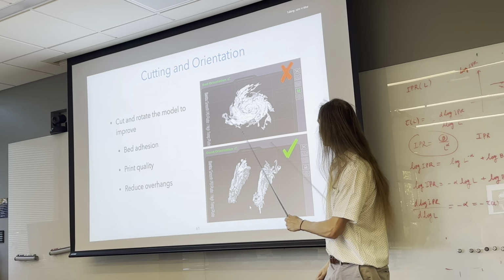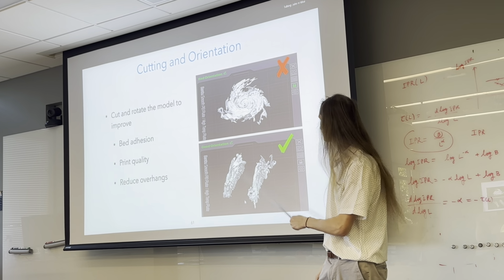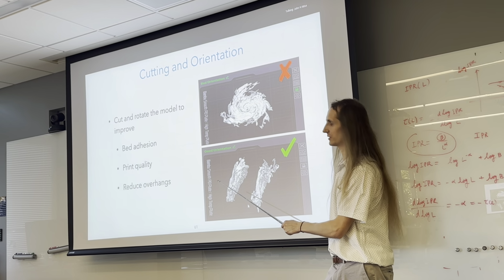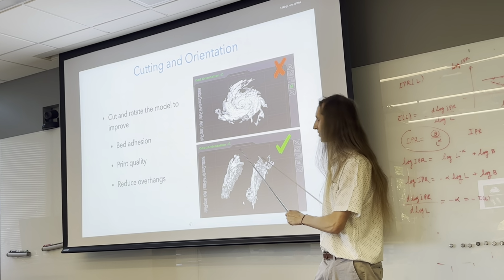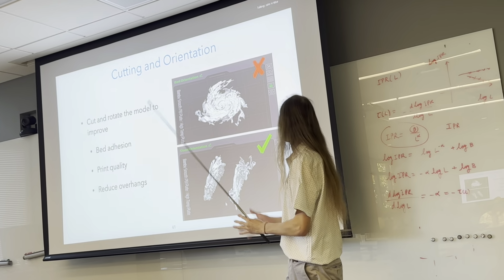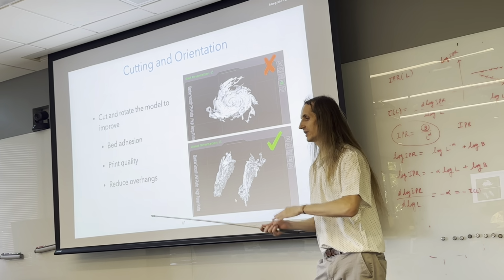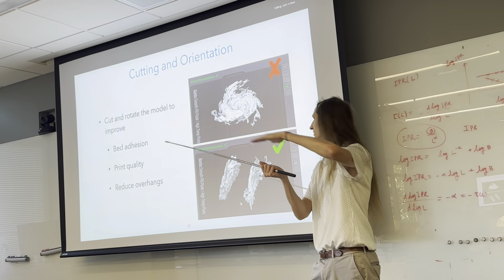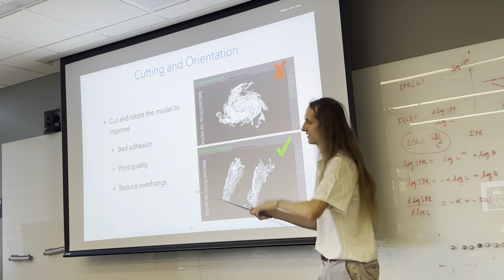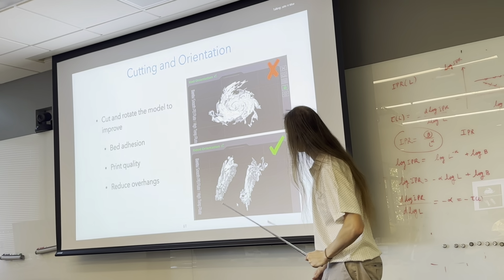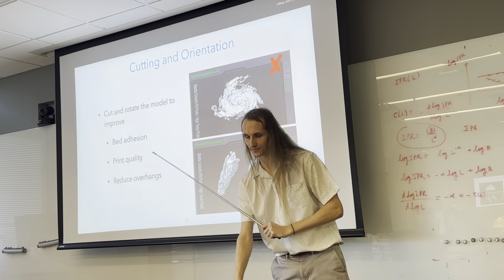But if you cut the model in half and turn them on their sides, put them vertically, then you have a large flat area to adhere to the print bed. The model's supporting itself in the center, so you don't need supports in those regions. And you'll actually get better surface quality because you have more layers that you're printing throughout the model, versus here you just have fewer layers. So you get better surface quality when you orient it like that.